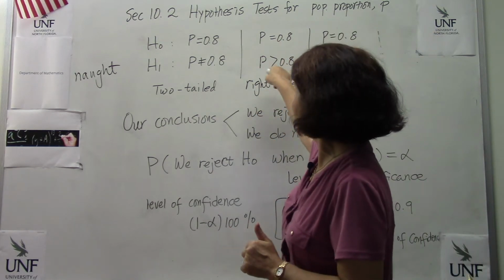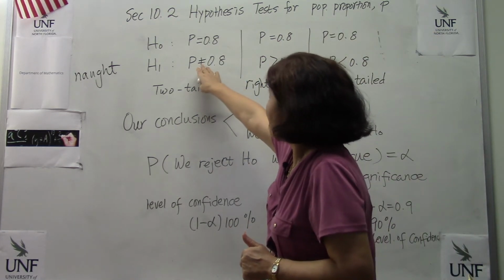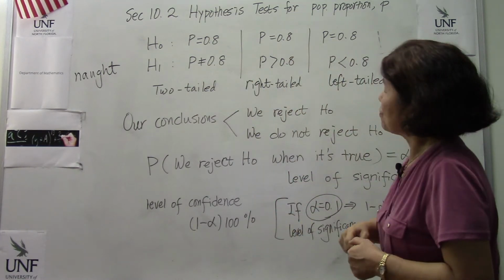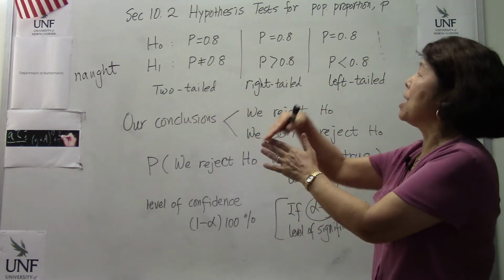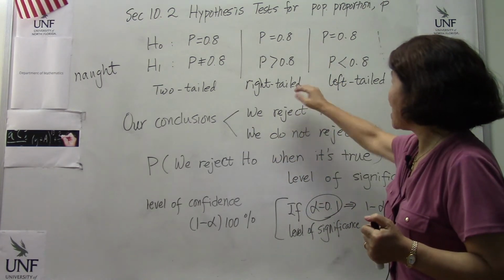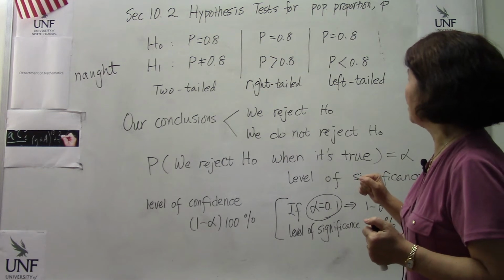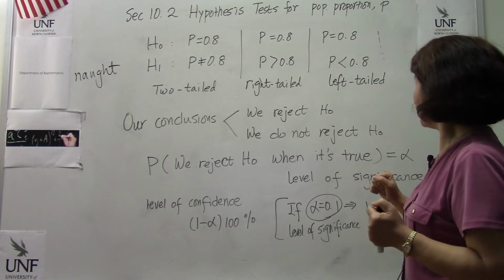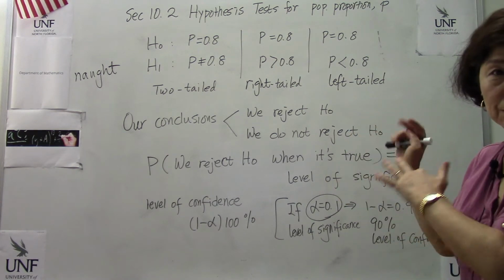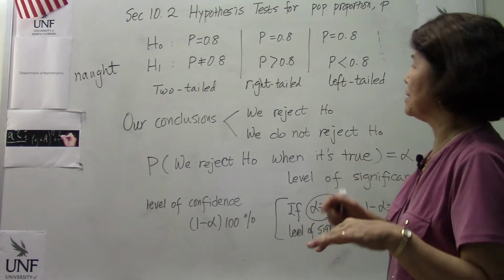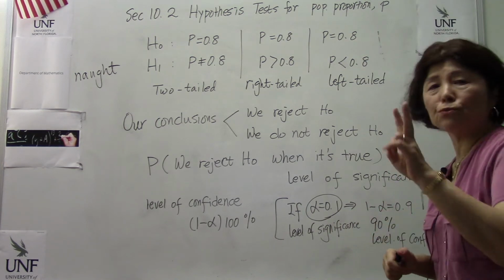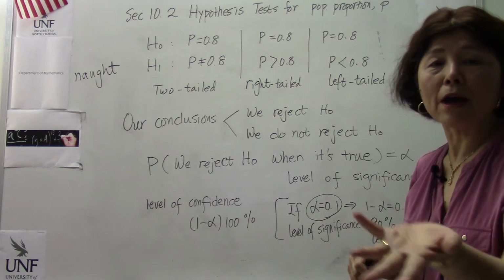So there are three types. One is that H1 says simply P is not equal to 0.8. It's two-tailed because it could be larger than 0.8 or less than 0.8. Or right-tailed, that is P is greater than 0.8, or P is less than 0.8, left-tailed. We are going to see how to separate those cases through our examples. At any rate, our conclusions will be just one of two.